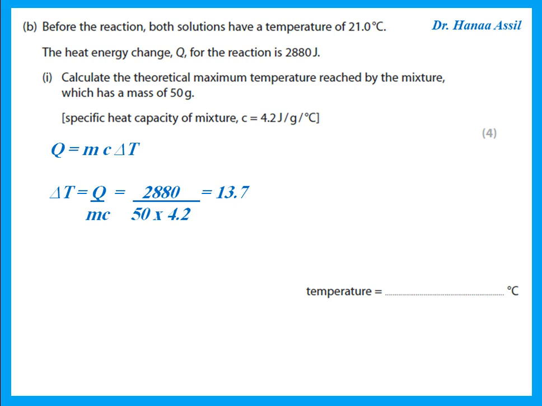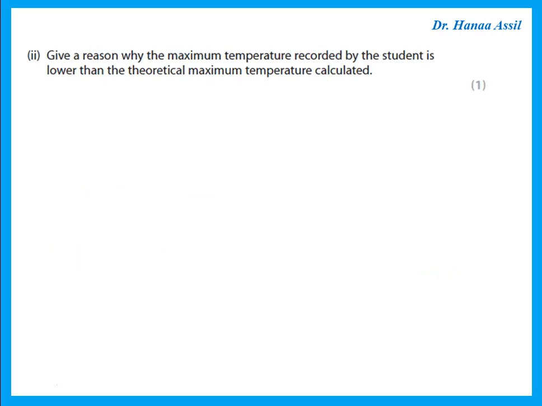This is not the final temperature. This is the rise in temperature, or the change in temperature. And he's saying originally it was what? Originally it was 21. So the final temperature is 21 plus that change. So my final temperature is 34.7 degrees Celsius.